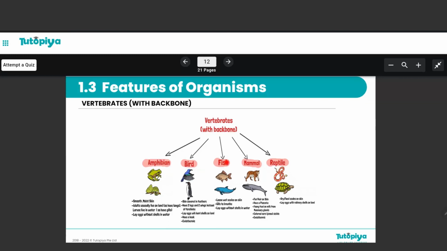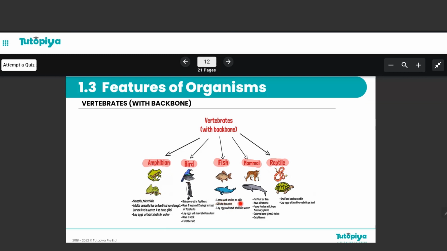Now we all know examples of fish. We have sharks and salmon fish and rare fish and so on. So let's take a look at the main features of the fish. So fish usually live in water, right? So they have wet skin. They have loose, wet scales on their skin.